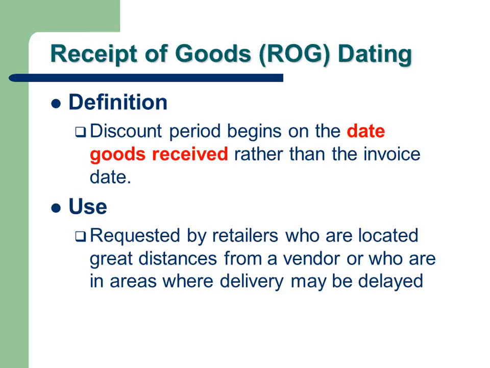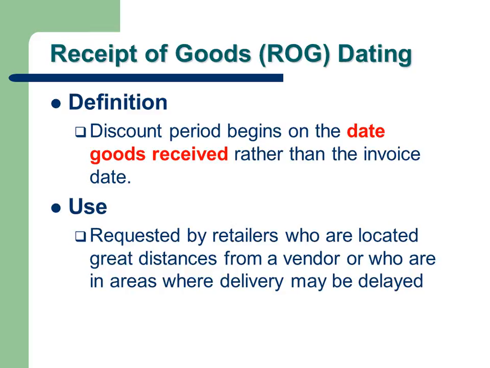You would use this receipt of goods dating, ROG dating, when you, as a buyer, are not sure when you're going to be able to receive the merchandise. Like you place the order from maybe a far overseas vendor, like a place in China. There's a possibility that the merchandise is shipped and it can take a whole month to actually arrive in the state.